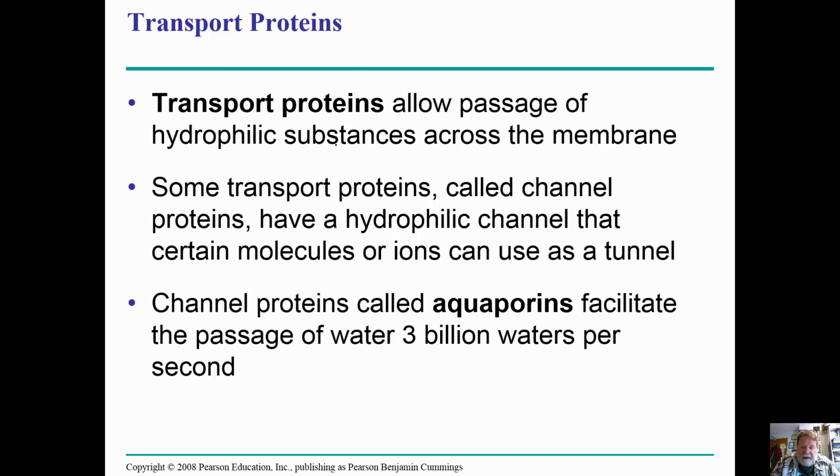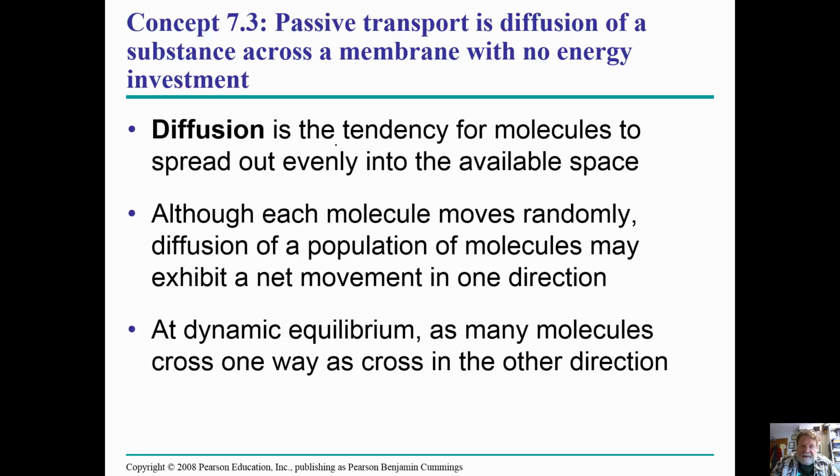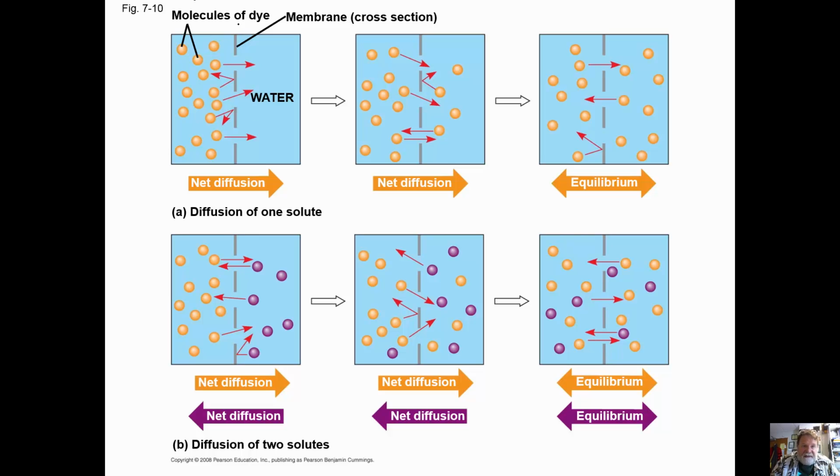Selective permeability is basically talking about the transport proteins. We do need to know what diffusion is, and so here's a graphic of diffusion showing lots of molecules in a solvent on one side, solute in a solvent, and then over time we reach equilibrium, where the exit going out is the same as the entrance going in.